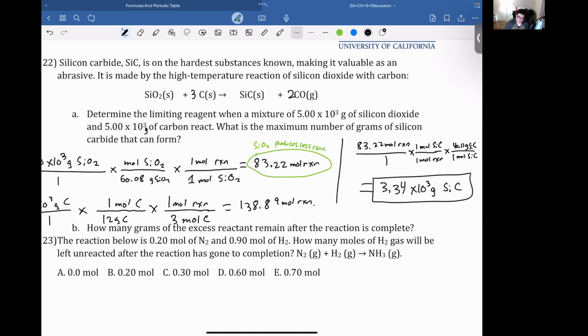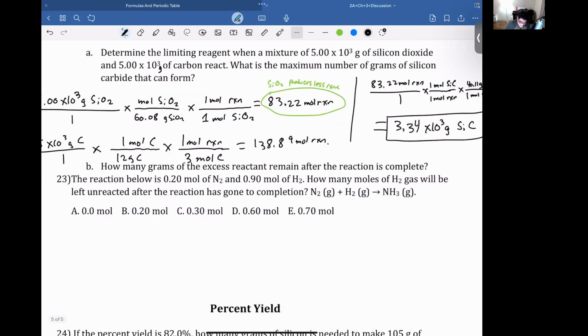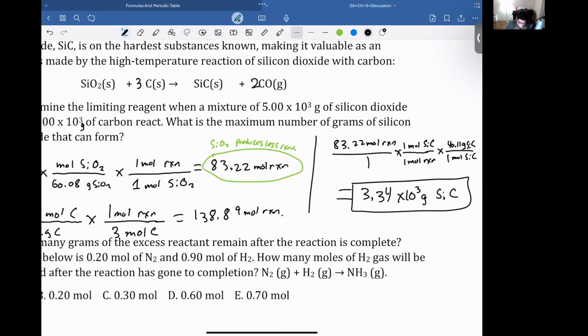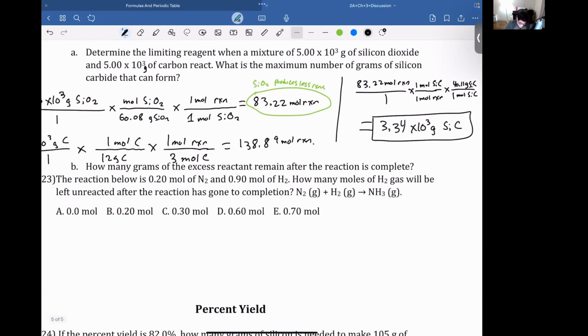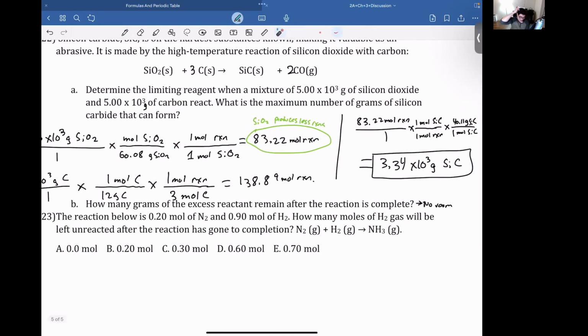Then part B: how many grams of the excess reactant remain after the reaction is completed? I will let you figure that one out because I'm out of room, but I'll tell you how to do it. Because I'm out of room, I'm not going to do it, but I'll say it in this video.